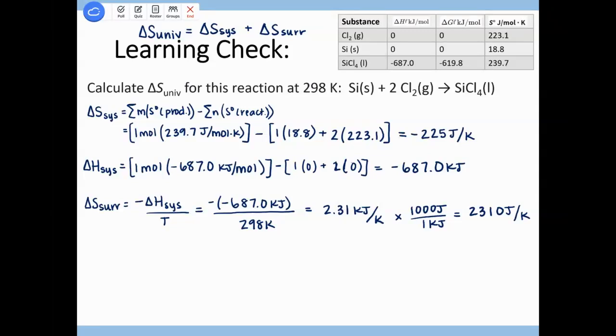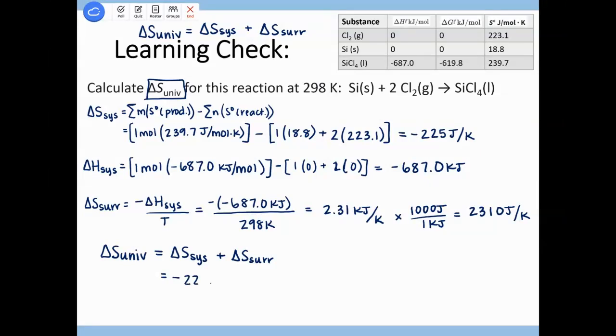What's next? Someone else? It's very simple, I think. Yeah, plug it into the equation at the top. We're just going to add these values together. Using delta S of the universe equals delta S of the system plus delta S of the surroundings. We're trying to calculate delta S of the universe, so we just need to add these together. Again, that's why we converted kilojoules to joules, so we could add them.